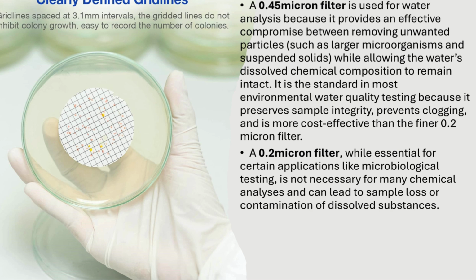Conclusion: a 0.45 micron filter is used for water analysis because it provides an effective compromise between removing unwanted particles, such as larger microorganisms and suspended solids, while allowing the water's dissolved chemical composition to remain intact. It is the standard in most environmental water quality testing because it preserves sample integrity, prevents clogging, and is more cost-effective than the finer 0.2 micron filter. A 0.2 micron filter, while essential for certain applications like microbiological testing, is not necessary for many chemical analyses and can lead to sample loss or contamination of dissolved substances.